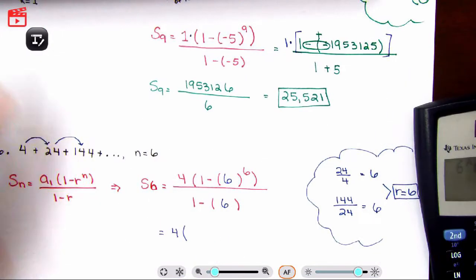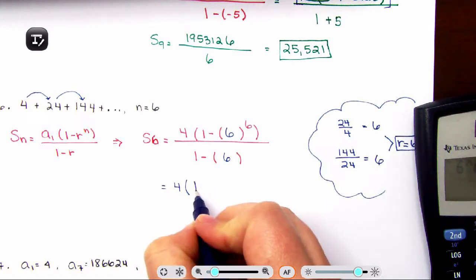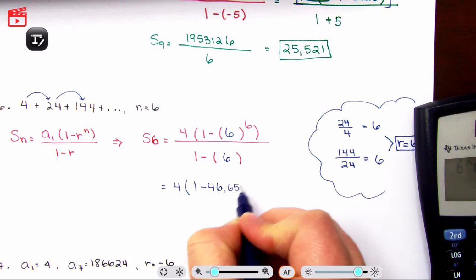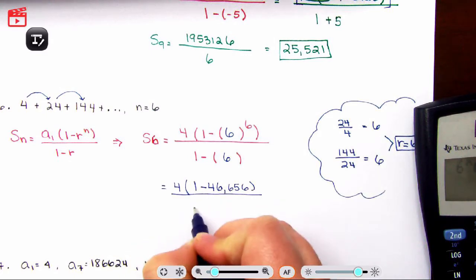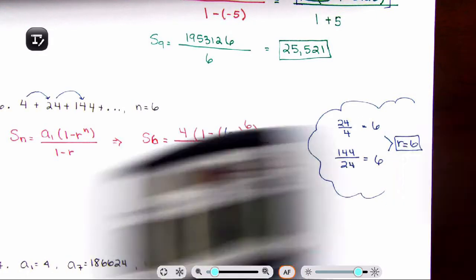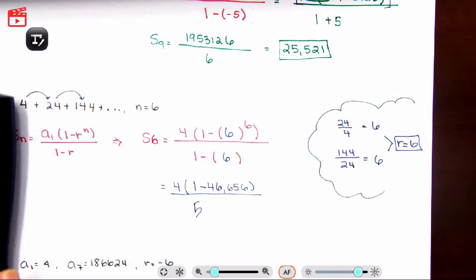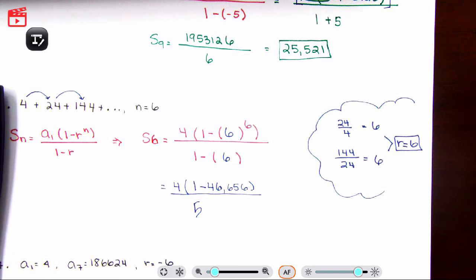All right, let's go back. 4 times 1 minus 46,656. And this is divided by 1 minus 6, which is, I'm just going to do that real quickly and save it. That's a 5. So I have 1 minus 46,656, which is a negative now. And we're going to multiply that by 4 and divide by 5. And something went wrong. What went wrong?